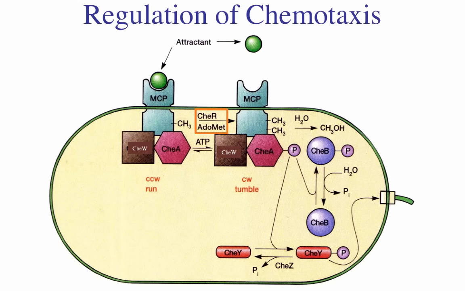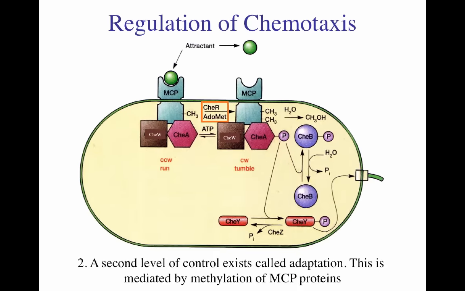in which the amount of signal is regulated, and this is mediated via the methylation of the MCP proteins. Methylation of the MCP proteins happens by the enzyme CheR, and CheR is going to add methyls to the receptor. The receptor, once it's methylated, is less responsive to regulation. Now, when the receptor is not bound to the attractant, CheA is going to be phosphorylated, and now CheA is going to be able to pass its phosphate to another adapter molecule, CheB. CheB is a methyl esterase and is going to mediate the removal of the methyl groups from the receptor.